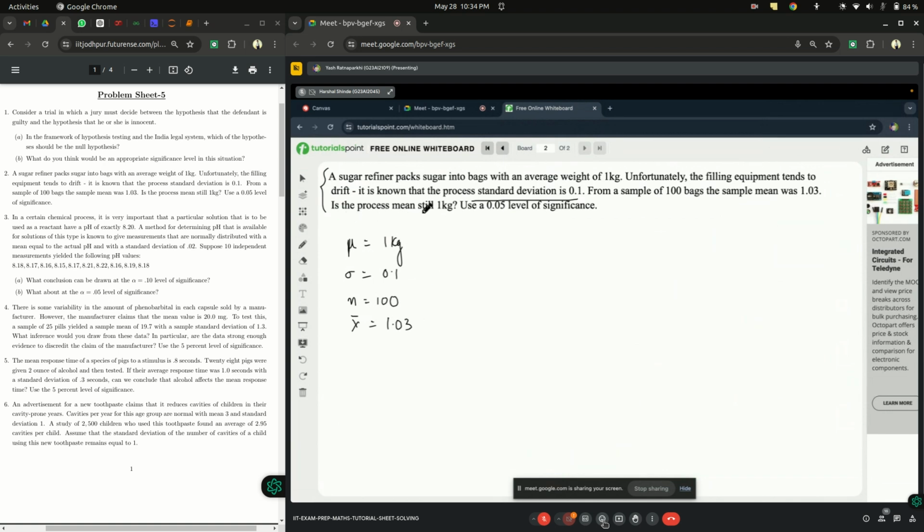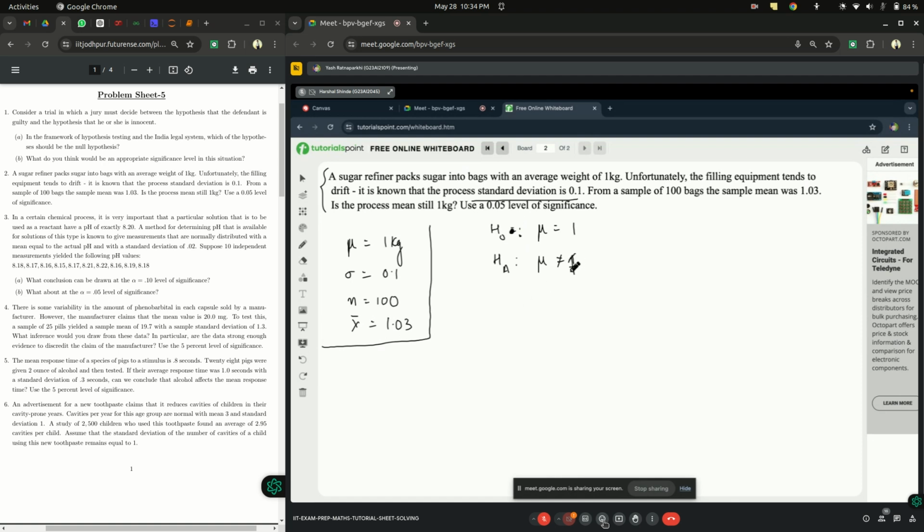Now it is asking, is the process mean still 1 kg? So from 100 bags, I found that my mean has increased to 1.03. Is this mean still 1 kg? That has been asked. What will be my null hypothesis first of all? Mu is equal to 1 kg. And what is my alternate hypothesis? Mu not equal to 1. Correct. It's easy so far.